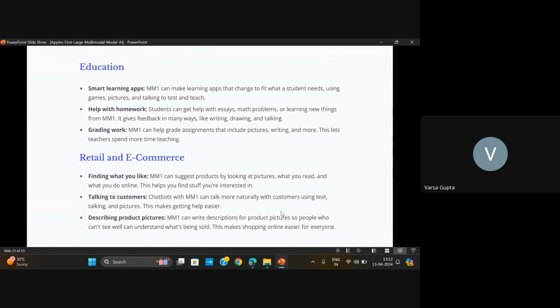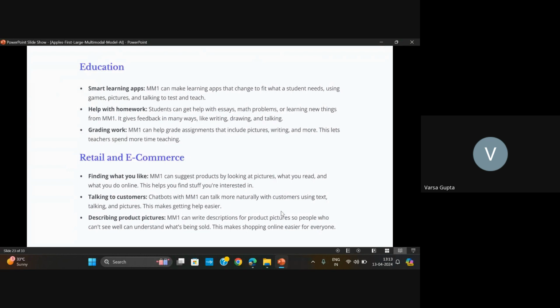And the last, if we see in the retail and e-commerce scenario, so finding what you like, MM1 can help in finding what you like. It can suggest products by looking at the pictures, what you read and what you do online. And talking to the customer is also another thing. We can make a chatbot for more customer interactive scenarios, and also describing product pictures. So MM1 can write the description of the product picture, so people who can't see well can understand what is being sold. So this makes shopping online easier for everyone.